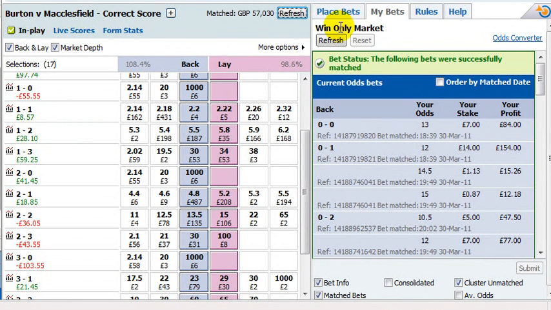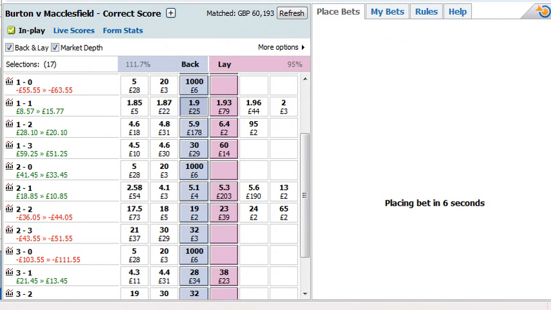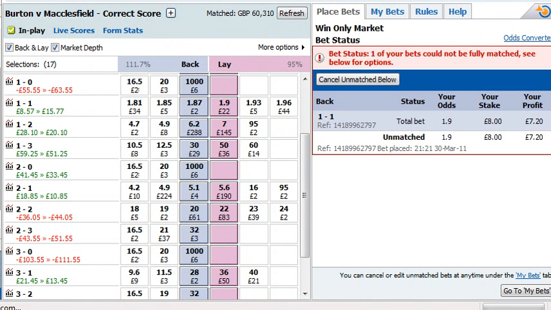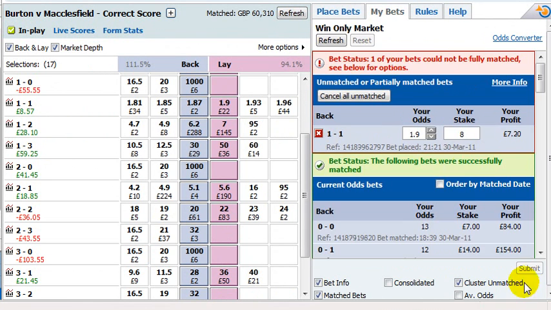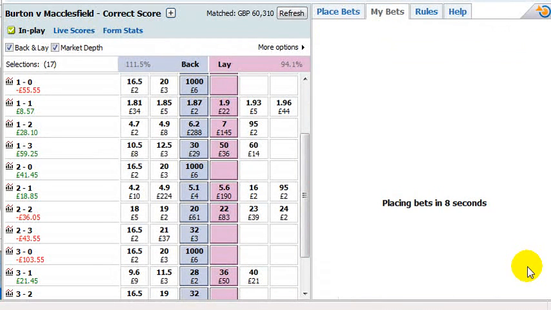1-1, okay, I'm looking at an £8 profit there. 1-2, that's a £20 profit, so that's my 20%, that's okay. 2-1, that's a 10% profit. 1-1, about a 9% profit. I'm going to back this again.